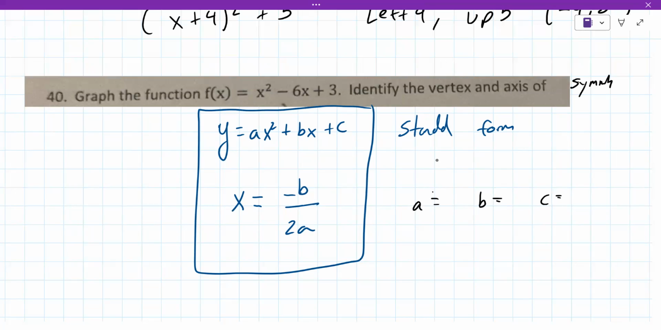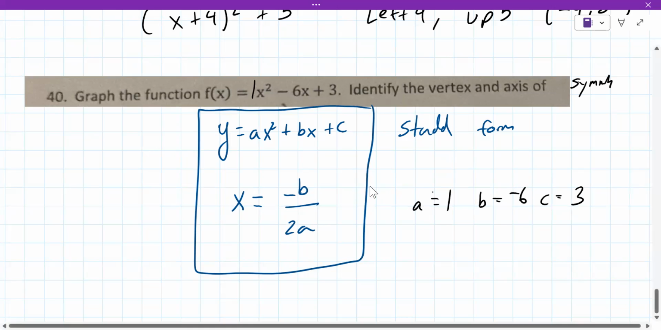A is 1. It's the number in front of x squared, so 1. Then b is -6, and c is 3. Good, really good. Okay, could you calculate the minus b over 2a for us, please? So that would be 6 over 2. 3.